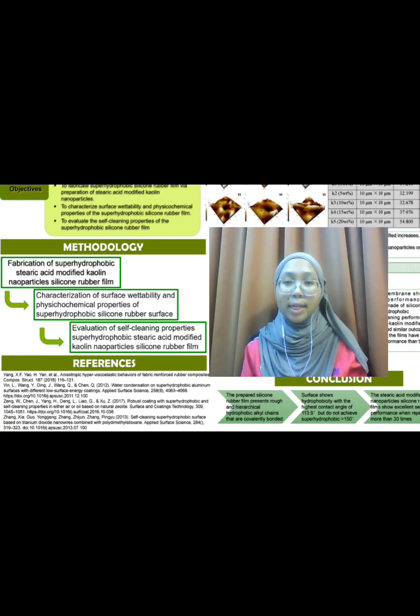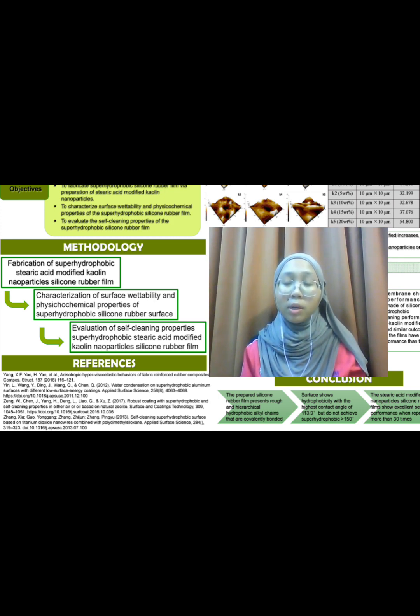In order to achieve my study, there are several methods that I followed. Firstly, the fabrication of the superhydrophobic stearic acid modified kaolin nanoparticles silicone rubber film. In general, I prepared the stearic acid modified kaolin nanoparticles first, followed by preparation of the silicone rubber film. So basically, I mix kaolin into a solution consisting of 1 weight % stearic acid in ethanol. Then the mixture is stirred at a selected temperature. To get stearic acid modified kaolin powder, the mixture is centrifuged and dried in an oven.